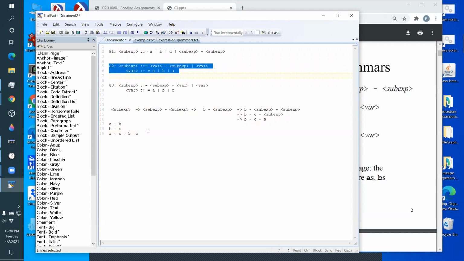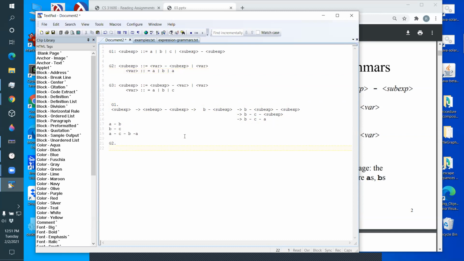What about G2? Let's play around real quick with G2. We start with sub-expression. What we did here was a G1 example. Now let's try a G2 example. It's going to turn out to be the same. We get the exact same thing from G2. It's not going to be any different.